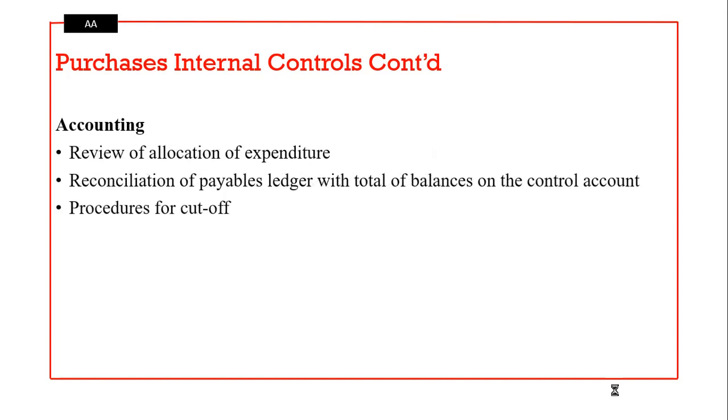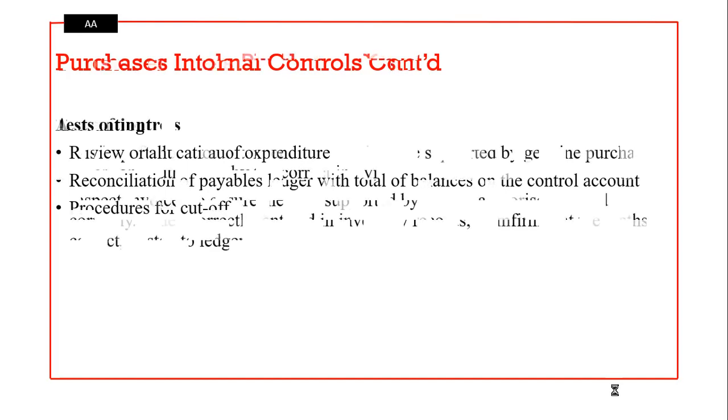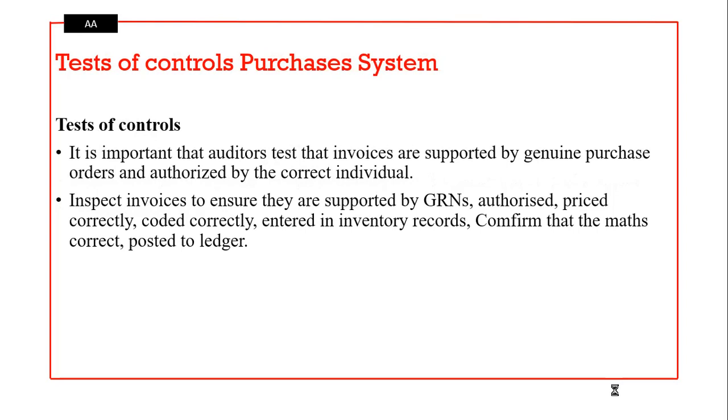Still under accounting, there's need for review of allocation of expenditure. Purchases must be properly classified. There must be reconciliation of the payables ledger with the total of balances on the control account to ensure there is accuracy. And then the procedures for cutoff must also be followed so that we don't overstate or understate purchases for a given period. So what does the auditor do in this case?